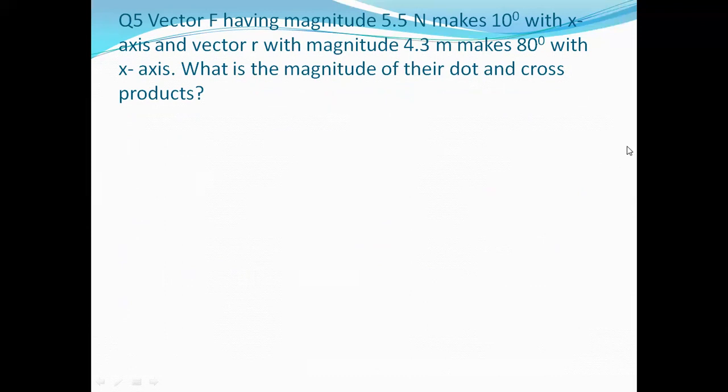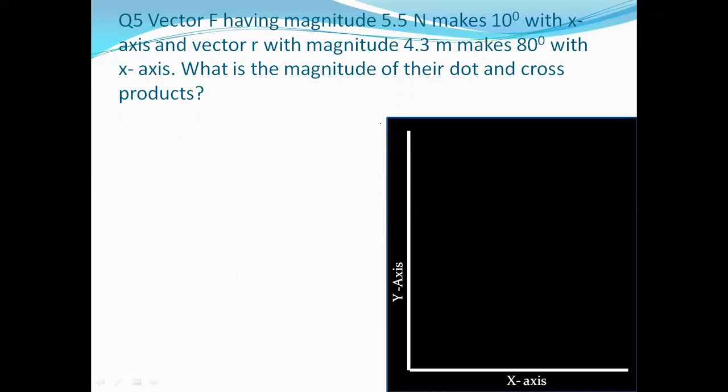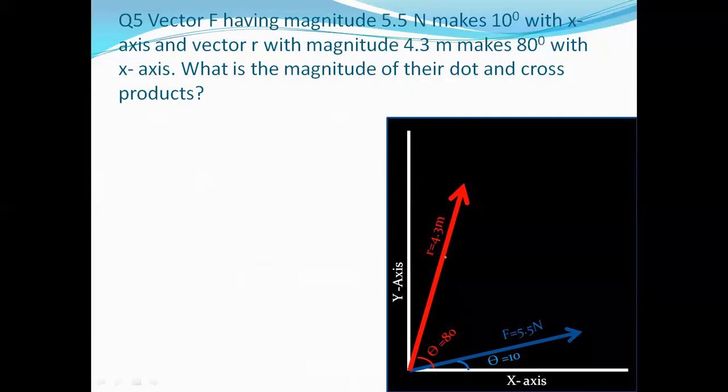Now in this case we have to assume that there's a graph, there's x-axis and y-axis, there are two forces or two vectors, I might add. One is a force which is of 5.5 Newton magnitude making an angle of 10 degrees with the horizontal, while the other one is r which is 4.3 meters which is making an angle of 80 degrees. Now what is the angle between these two? We have to subtract basically 10 from 80 and we get the angle between these two, which is equal to 80 minus 10, which is equal to 70 degrees. That means this is the angle between these two forces or these two vectors.